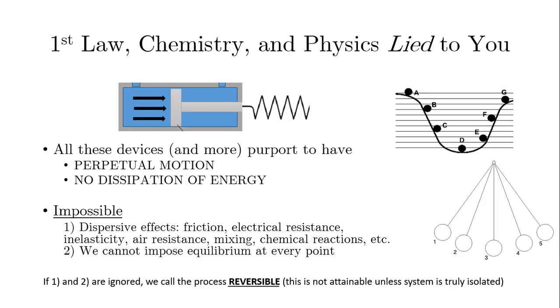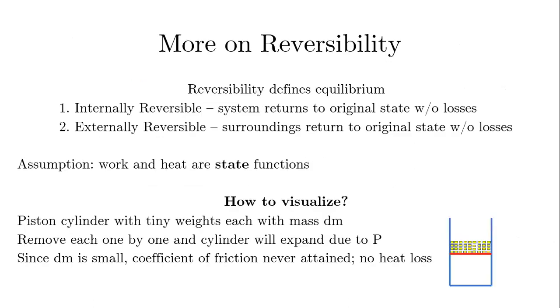In the case where I ignore both of those things, we call this a reversible process. And so all the things that we've done in previous courses and in the first law assumed total reversibility. Okay. And so a reversible process defines what equilibrium actually means. Okay, and I have two types. I can have internal reversibility or I can have external reversibility, and I can have both.